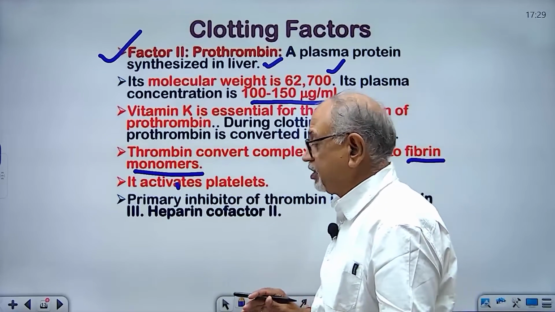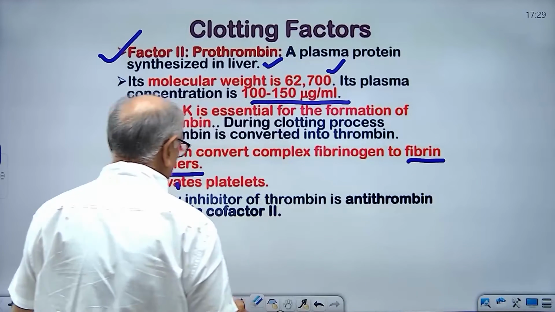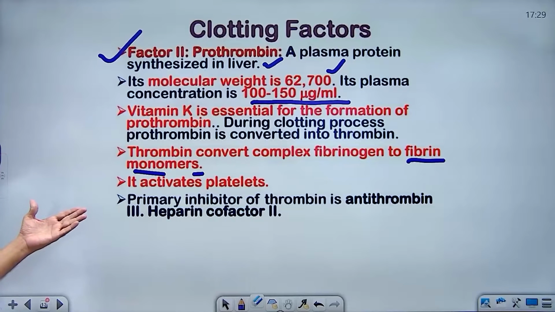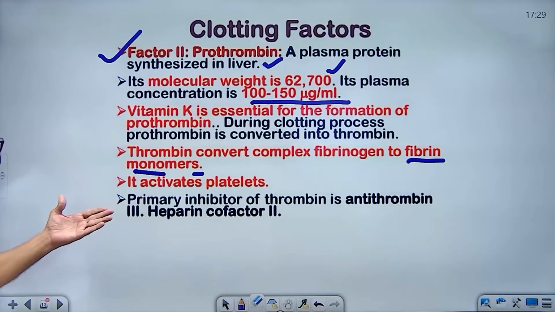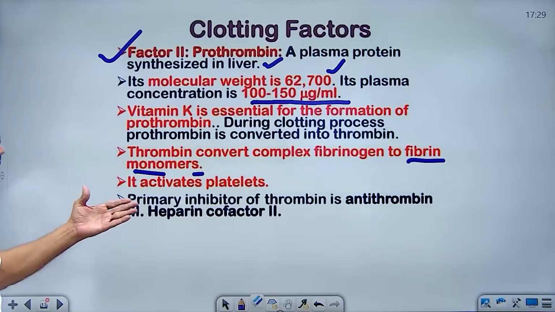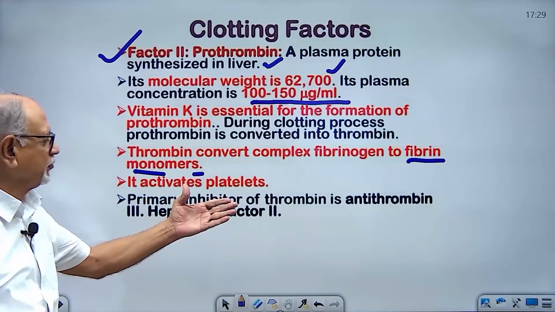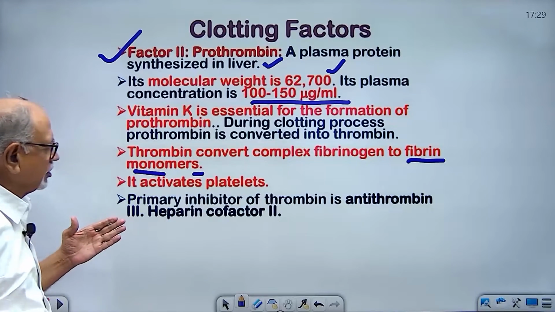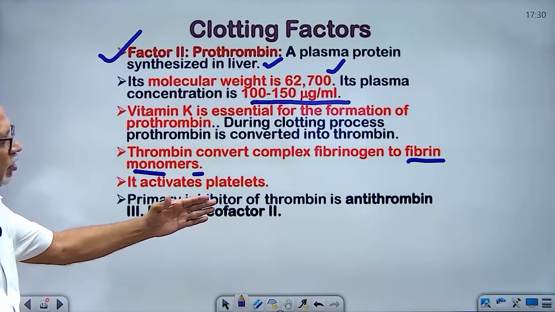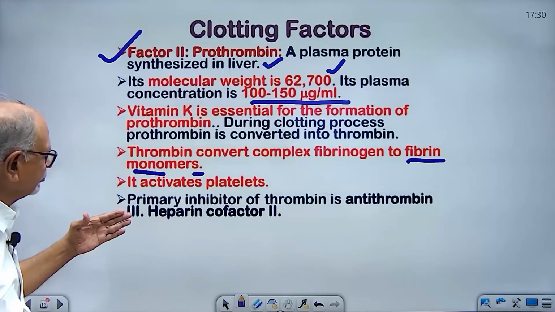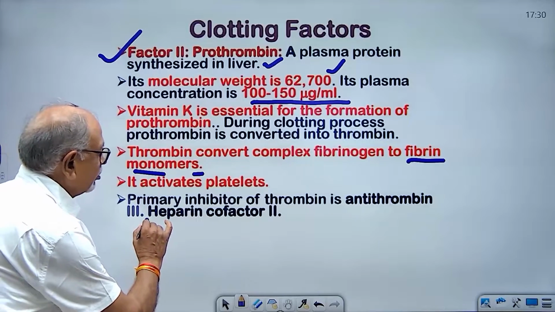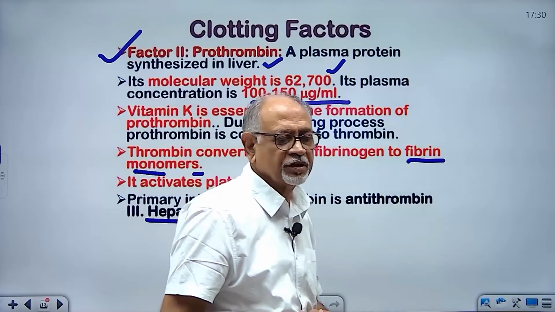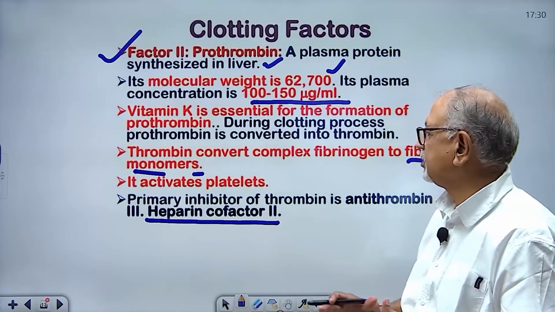It also activates the blood platelets to release thromboplastin. The primary inhibitor of thrombin is antithrombin 3, heparin cofactor 2nd. So, these two inhibit the activity of thrombin.